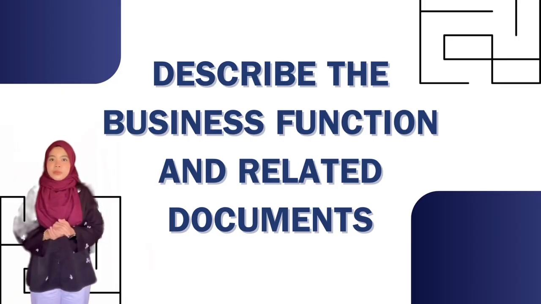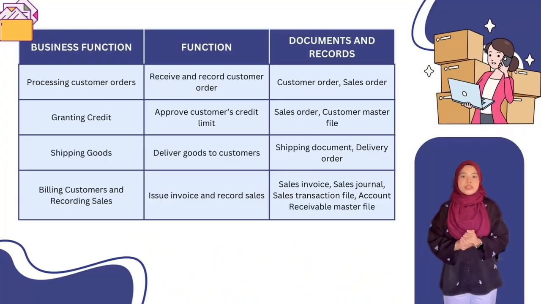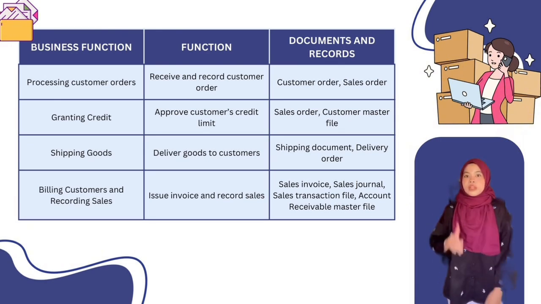Now, I will explain about business functions and related documents in the sales and collection cycle. This cycle includes all the steps a company goes through, from receiving a customer order, delivering goods, billing, collecting payment, and handling any return or write-off. Auditors need to understand this function to assess internal control and identify any risk of material misstatement in the financial statement. First, we have processing customer orders.